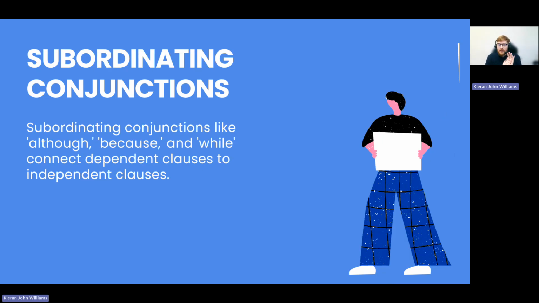Subordinating conjunctions are those words like although, because, and while, which connect a dependent and an independent clause. Now, if you don't know what that means, again, have a look at that video about sentence types. Independent clauses are like a sentence on its own that fully makes sense. A dependent clause is a sentence that doesn't make any sense if it's not connected to an independent clause. So it only has some logic, only has some sense when you connect it to something else. Okay?